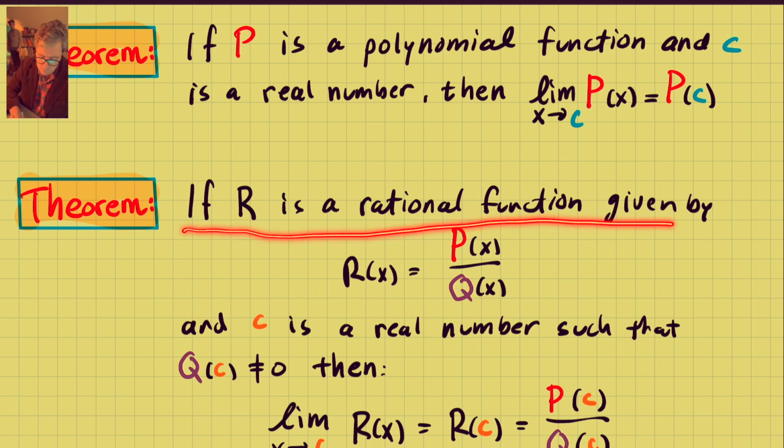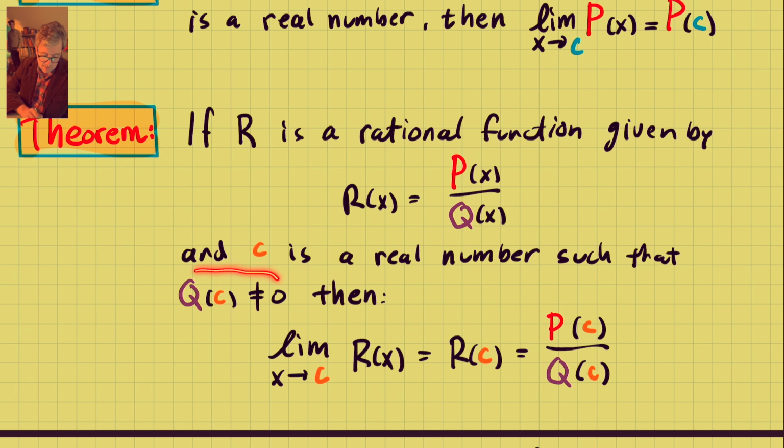So if r is a rational function given by r of x is equal to p of x over q of x, and c is a real number, of course, a real number such that the denominator polynomial q, when evaluated at c is non-zero, right? If I plug c into this, I can't get 0. If I do get 0, then all bets are off. But if q of c is not equal to 0, then the limit as x approaches c of the rational function is just the polynomial in the numerator evaluated at c divided by the polynomial in the denominator evaluated at c, right? So you plug in c, simplify, and you get the limit.